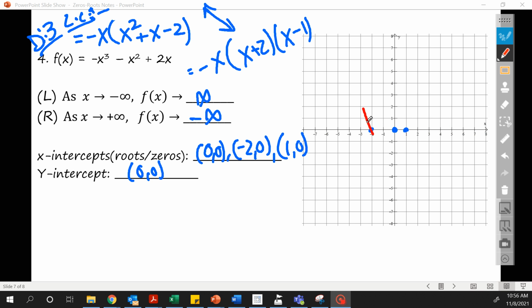Up on the left side, so like this, comes up, passes through, just like this. And it looks something like that.